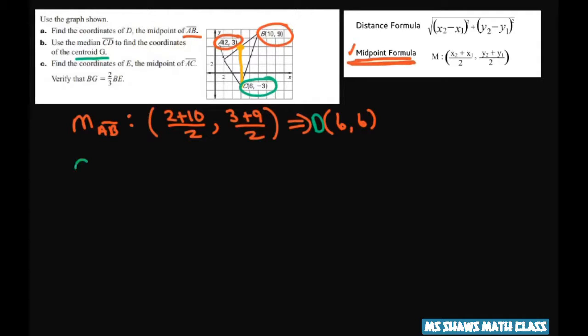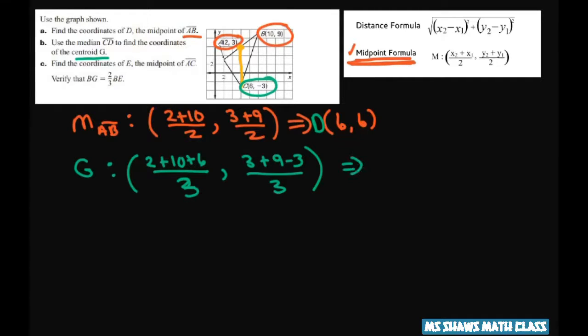So I can say that the centroid G coordinate's going to be, you add your x's and divide by, and you add your y's. And not by 2, but by 3, because we're taking the averages. Now that's going to give you 18 divided by 3 and 9 divided by 3. That gives you 6, 3. So 6, 3 is right about there. So that's your G.